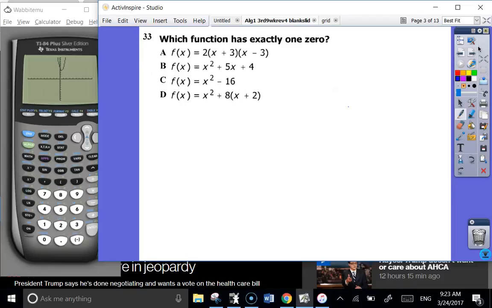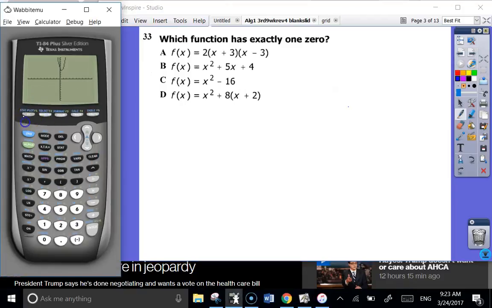If I go through this process on the first one, go to y equals, and I'm going to go 2 times parentheses x plus 3 times x minus 3. And then I look at the graph. How many zeros do you see? 2. 2 x-intercepts, 2 zeros. So it's not going to be that one.